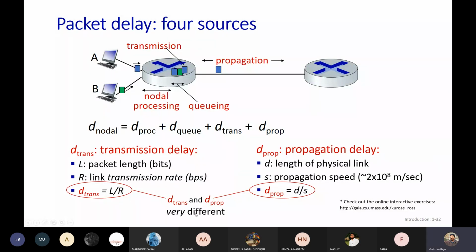So at the end I will say that propagation delay is not equal to transmission delay. They are two different entities. Look at this. Their relationship is different. Propagation delay depends upon the length of the physical medium and propagation speed, but transmission delay depends upon the size of a packet and the link transmission rate in bps.